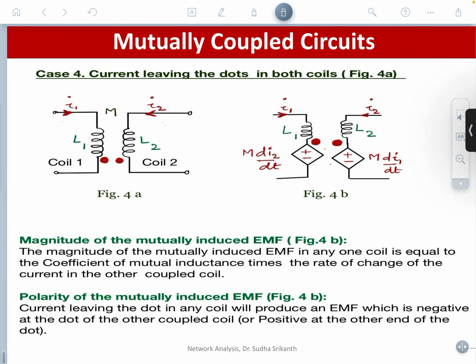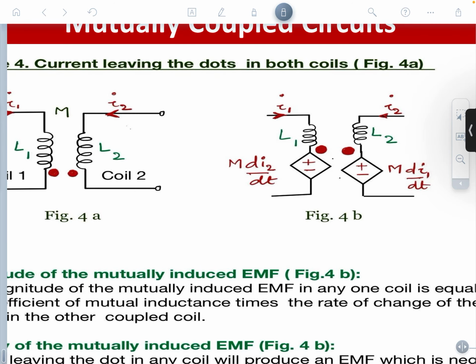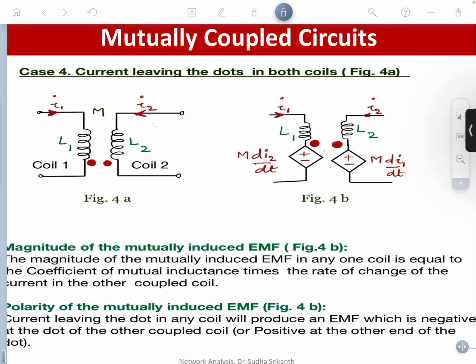This knowledge is helpful in dealing with coupled coils, and when we go on to write mesh equations in coupled coils, it becomes helpful. I have in fact made videos on writing mesh equations in coupled circuits, where I gave a very brief introduction. I was asked to give elaborate content on mutually coupled coils and how to deal with dots, so I thought I would make this video. I hope this is helpful in understanding those videos also.